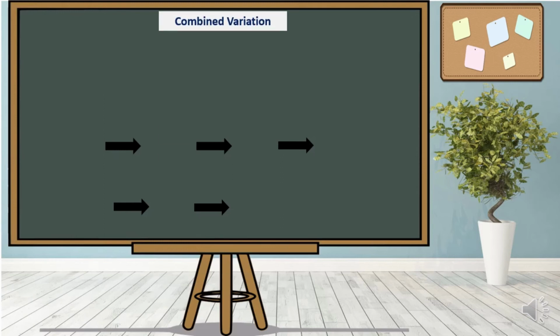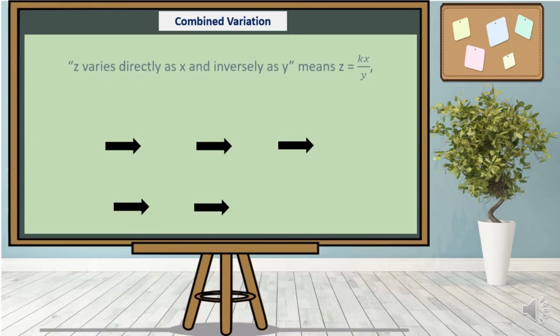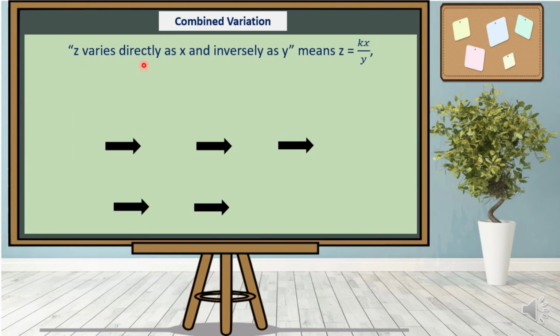Lastly, we have combined variation. The statement z varies directly as x and inversely as y means z is equal to kx over y, which may be translated mathematically as k is equal to zy over x, where k is the constant of variation.